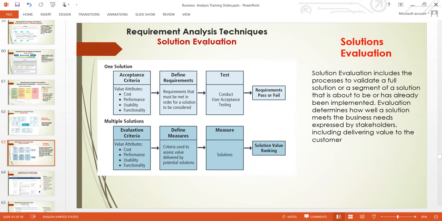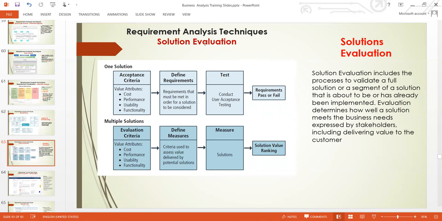Solution evaluation includes the process of validating a full solution or a segment of a solution that is about to be or has already been implemented. Evaluation determines how well a solution meets the business need expressed by stakeholders, including delivering value to the customers.